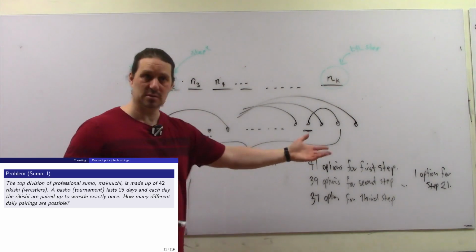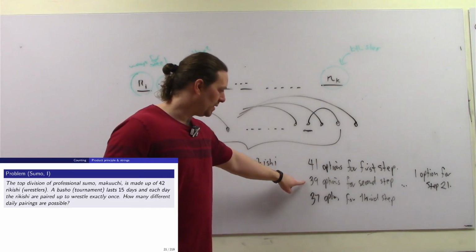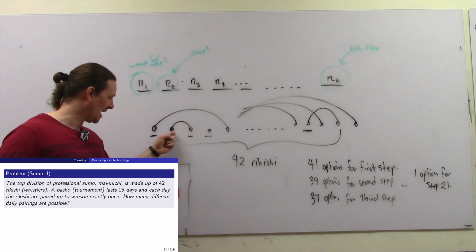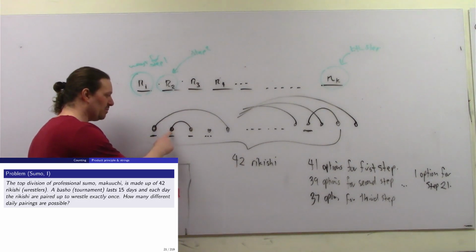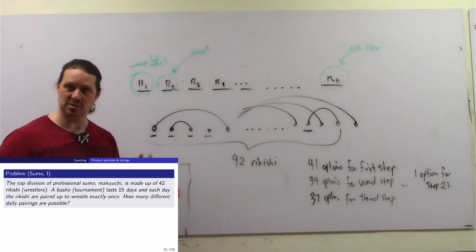It's just the product of all those numbers, right? If there were 41 options for the first person to be matched, then there's 39 options for the next unmatched person to be matched. Not necessarily the second, right? Keep in mind this guy could be matched with this guy, and then the next person would be this one to choose, right? But it's certainly 39 choices no matter what.